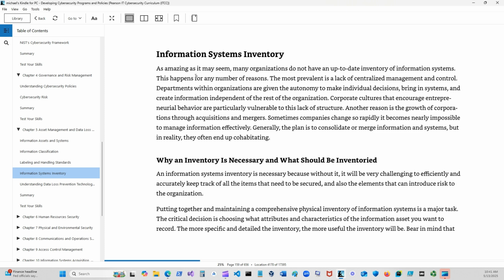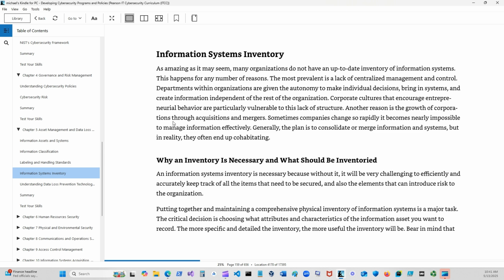Information system inventory. As amazing as it may seem, many organizations do not have an up-to-date inventory of information systems. This happens for a number of reasons. The most relevant is a lack of centralized management and control. Departments within organizations are given the autonomy to make individual decisions, bring in systems, and create information independent of the rest of the organization. Corporate cultures that encourage entrepreneurial behavior are particularly vulnerable to the lack of structure.